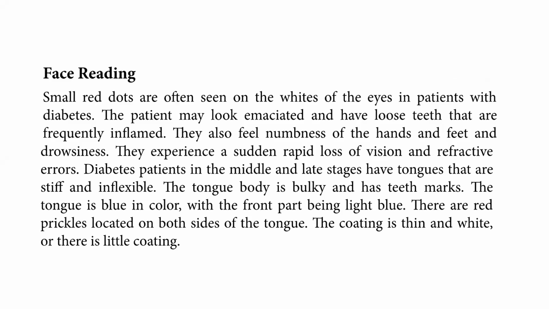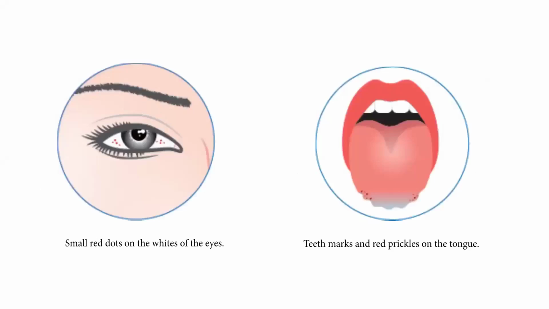Diabetes patients in the middle and late stages have tongues that are stiff and inflexible. The tongue body is bulky and has teeth marks. The tongue is blue in color with the front part being light blue. There are red prickles located on both sides of the tongue. The coating is thin and white, or there is little coating. So here is the illustration: small red dots in the whites of the eyes, and on the other, teeth marks and red prickles on the tongue.